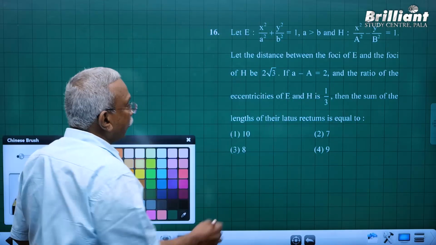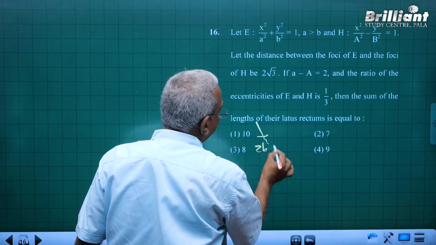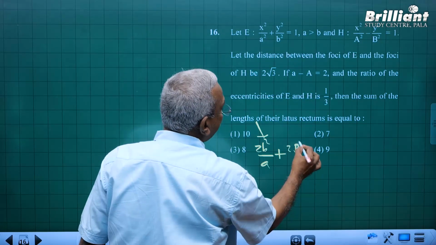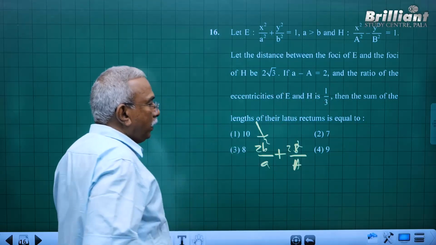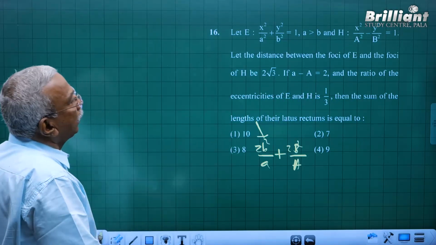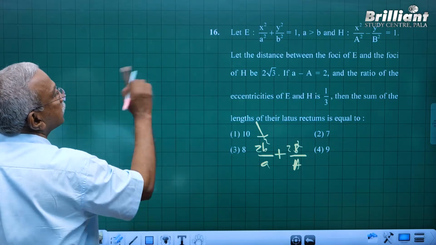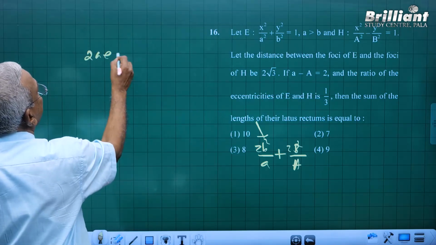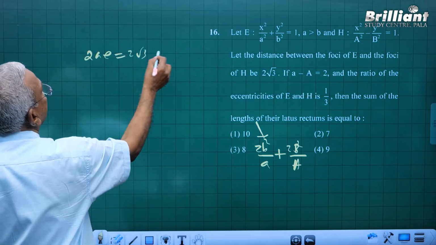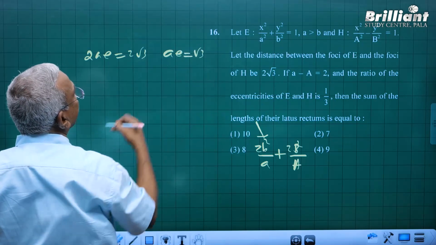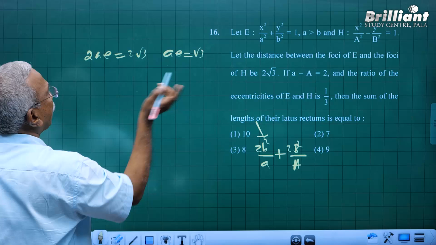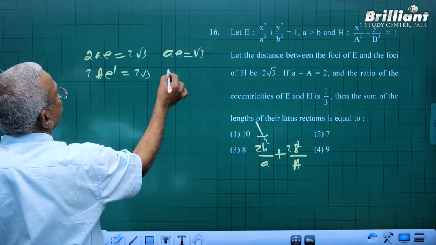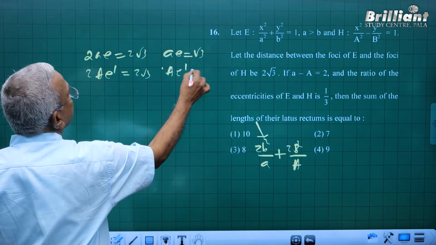So the sum of the lengths of latus rectum: one is 2b square divided by A because A is more, and the other is 2b square divided by A. That is not a problem. This is our requirement. Now, as per the first one, the distance between the foci is equal to 2AE, which is equal to 2 root 3, means AE is equal to root 3. Same for the hyperbola also. So 2AE dash is equal to 2 root 3. That is AE dash is equal to root 3.